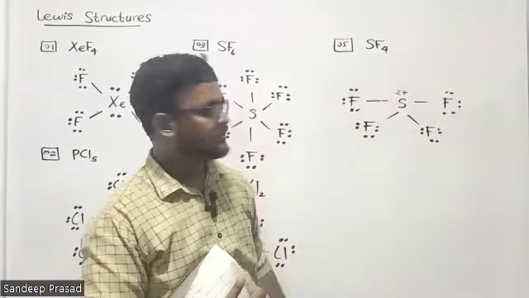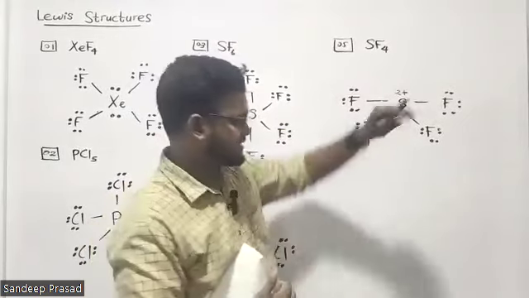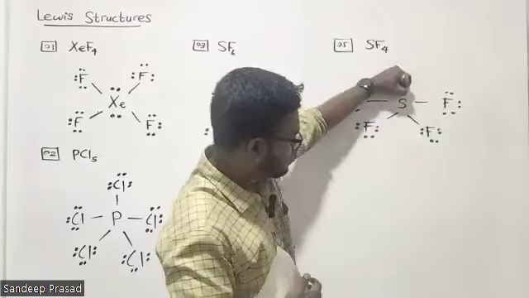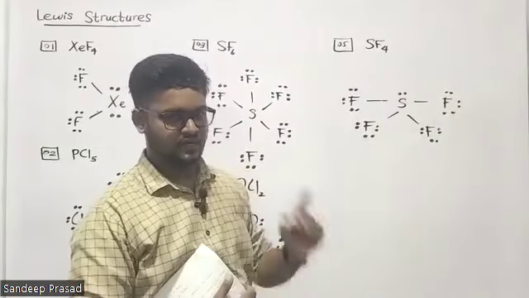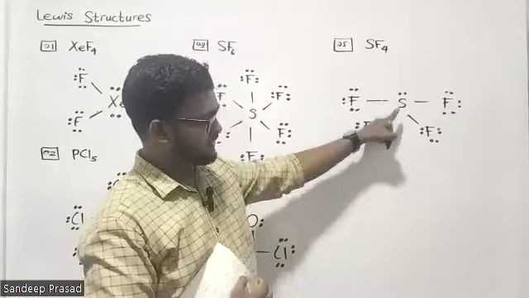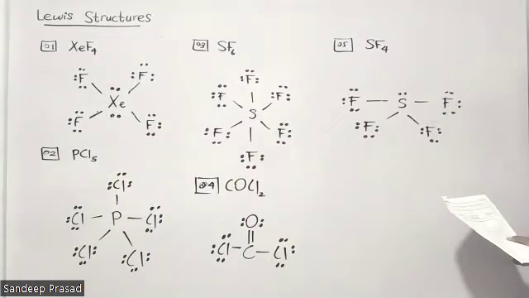Is this correct? This is SF4, a neutral molecule. We don't have any charges. Then we have to put the lone pair on the sulfur atom. Sir, but sulfur is exceeding the octet. I told you, sulfur belongs to the third period. If it is a third period element, it can exceed the octet. Easy.